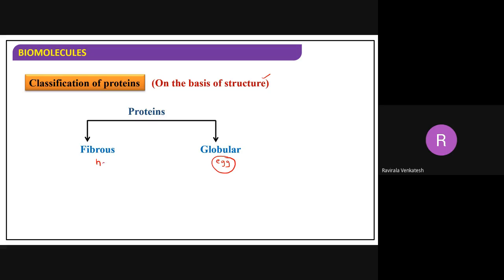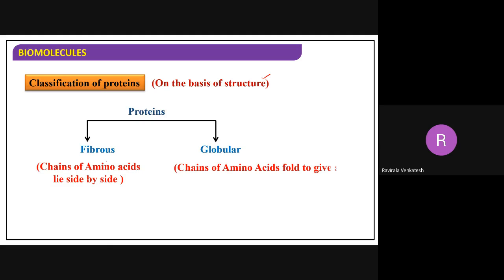Hair. Something like this. Now, why like this? We explain here in detail. In this case, chains of amino acids lie side by side like this. Now, chains of amino acids fold. They are folding like this to give a globular structure like this. Hair looks something like this only. Egg looks something like this.